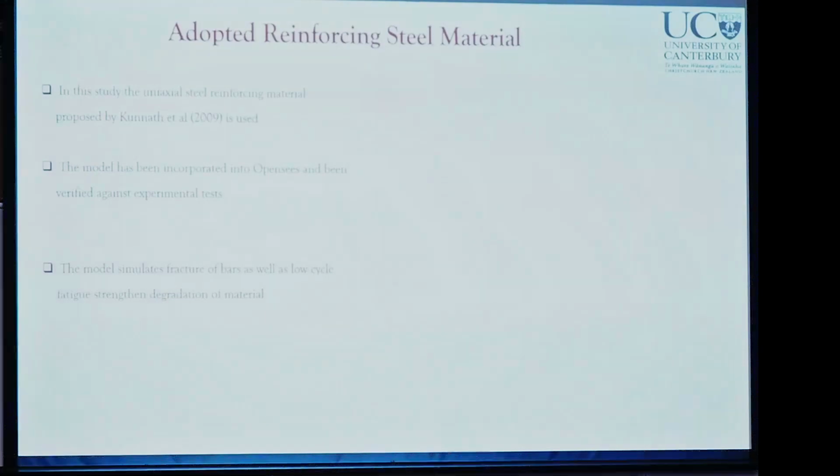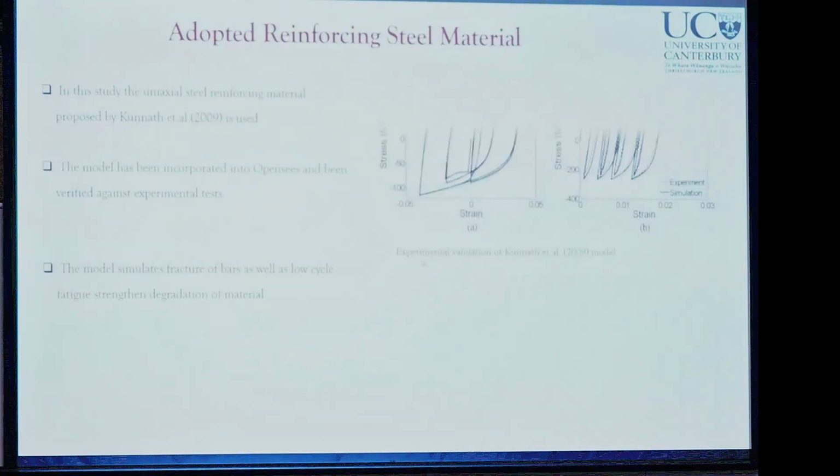Now, again, coming back to the structural model, I'm just going to quickly explain a bit more about the material models that we adopted, because that is going to have a significant impact on our results. The material model that we adopted for analysis was the model proposed by Kunnath. It has been extensively verified through experiments, so we don't need to verify the model again, because it's not a new model, we are just adopting it.